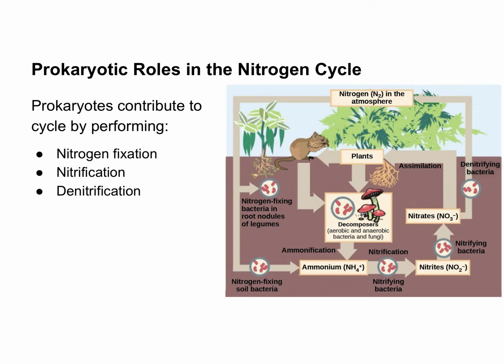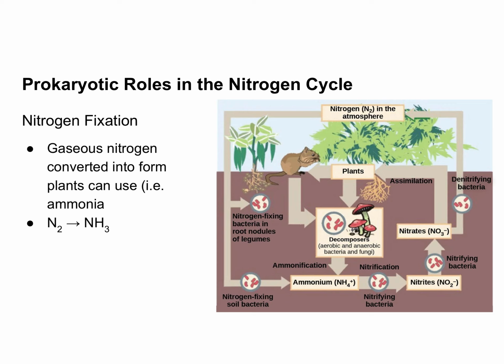The chemical reactions that prokaryotes do in order to convert nitrogen from one form to another can take these three forms. So there's nitrogen fixation, nitrification, and denitrification. And we're going to talk about each one of these types of chemical reactions on the following slides. During the process of nitrogen fixation, gaseous nitrogen is converted into a form that plants can use. So we've got our N2, and so this is just the gas that is in the atmosphere. And then NH3 is ammonia.